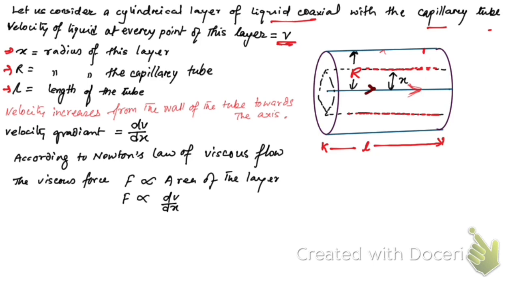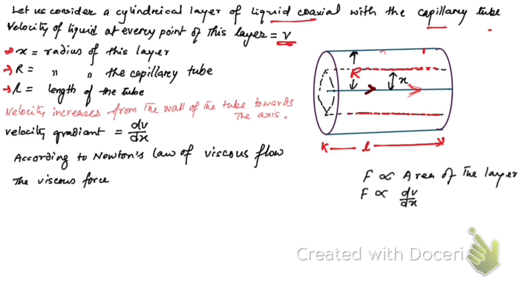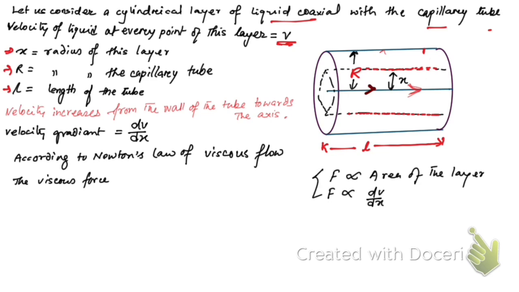So let me write these things here. If you combine these two, you can write F varies as A dv by dx, and when you write equal, there must be a constant, and that constant is nothing but the coefficient of viscosity, not viscosity. Here we are writing negative because this viscous force acts in the direction opposite to the direction of flow of liquid. So this viscous force F is minus eta A dv by dx, right?